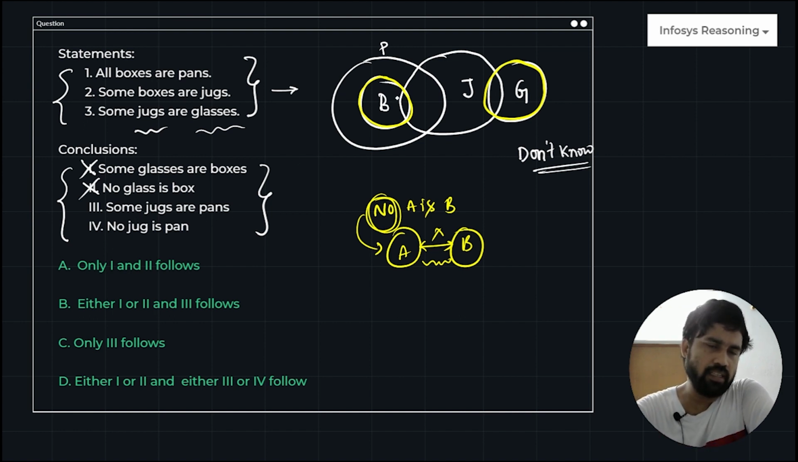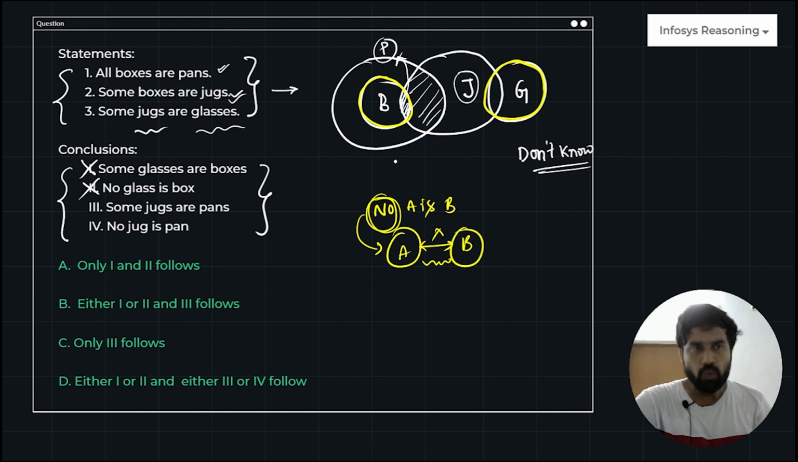So just look at here, guys. Some boxes are juice is the intersection area we have created from the second statement. So all these box elements are also present in the P set, right? According to the first statement. So just look at here. This is the intersection part of P and J. So to make the second statement possible, when I draw the picture, by default, the P set and J set got intersected. So some P are G or some J are P is a possibility. Yes, it is 100% true. It's not a possibility, it is 100% true. They are intersecting with each other.